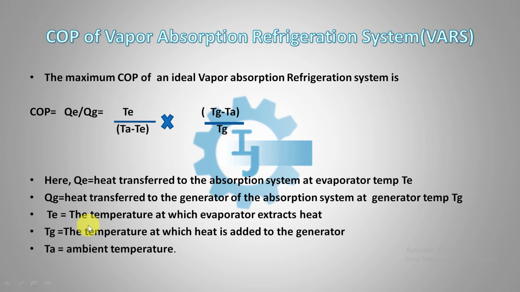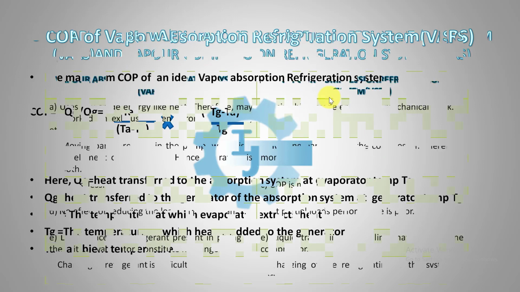What is TE? TE is the temperature at which the evaporator extracts heat. TG is the temperature at which the heat is added to the generator, and TA is ambient temperature. So here is the COP, that is the maximum COP of an ideal vapor absorption system.